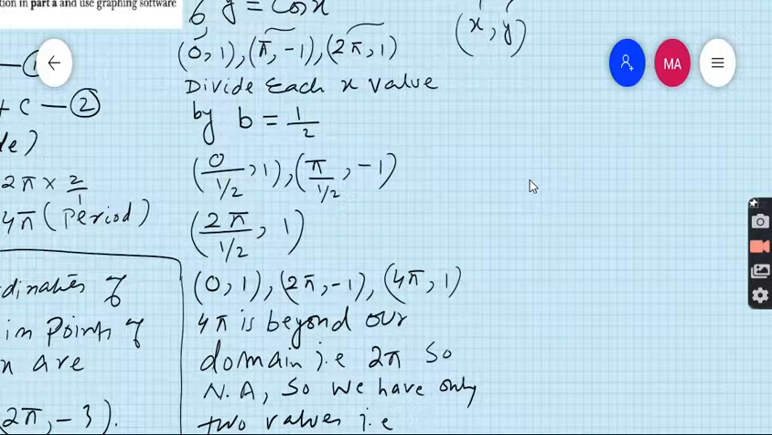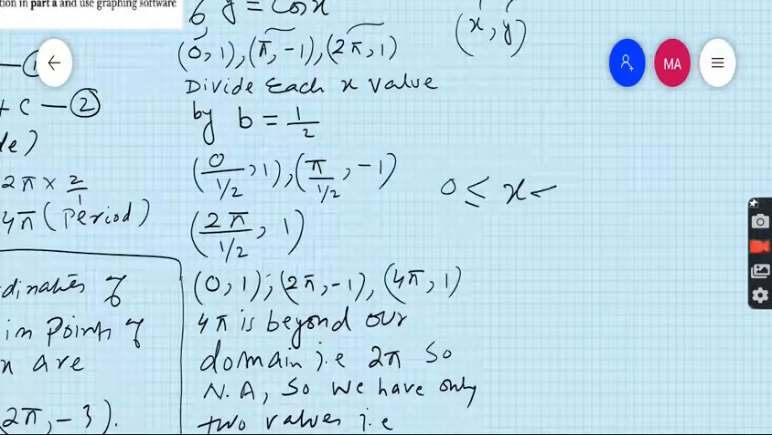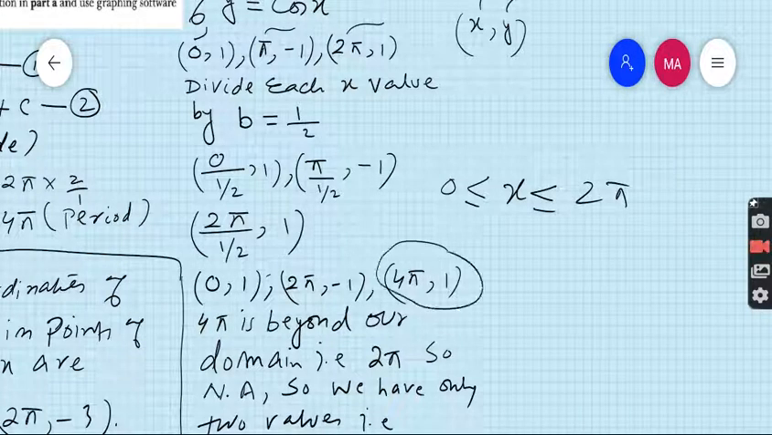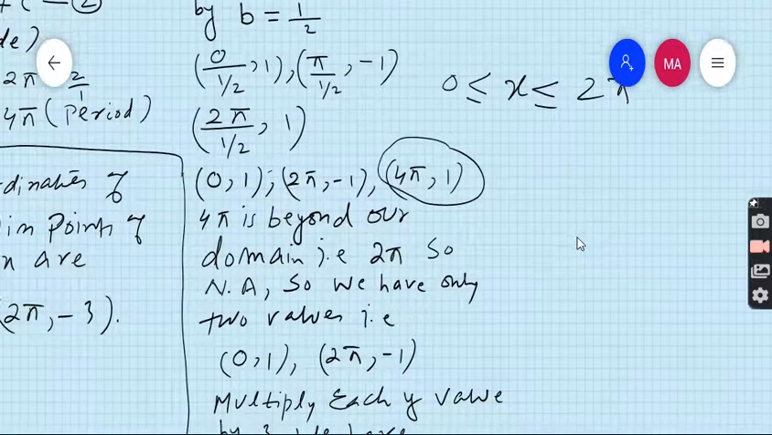0 upon 1 upon 2, something upon 0 is 0. Pi upon 1 upon 2 is 2 pi comma minus 1. 2 pi upon 1 upon 2 is 2 to the 4, 4 pi is 1. Now our domain is x from 0 to 2 pi. So this answer 4 pi comma 1 is excluded in our question.